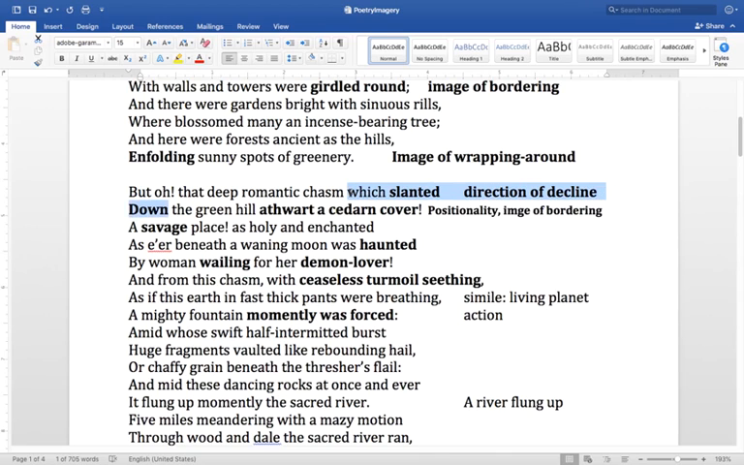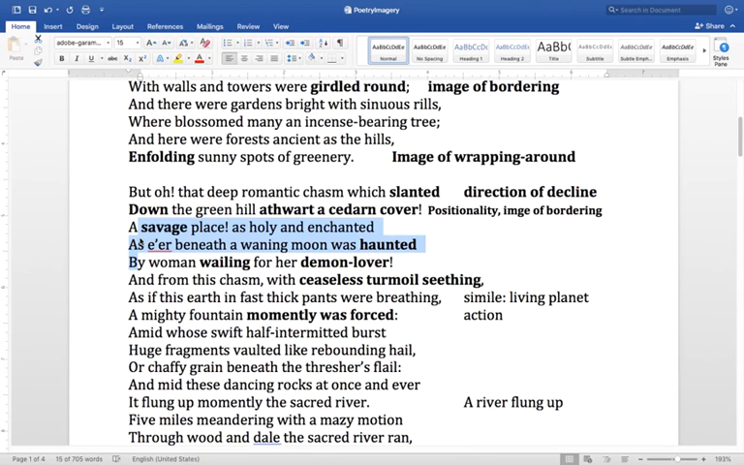Slanted down the green hill athwart a cedarn cover. And again, the word slanted gives you a sense of our eye sort of moving down. It's declining in direction. Down a green hill and athwart a cedarn cover. And again, the words slanted down and athwart, both prepositions which give us a sense of direction. Our mind's eye moves in this fictional place in a sense of going down. A savage place, as holy and enchanted as ever beneath a waning moon was haunted by woman wailing for her demon lover.